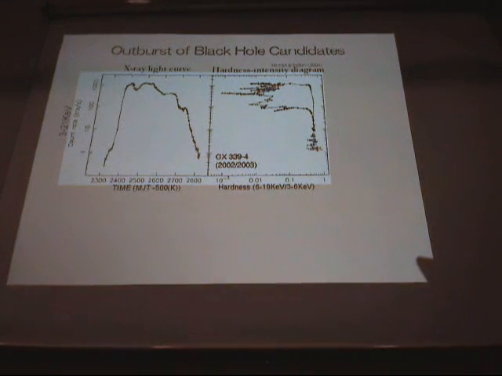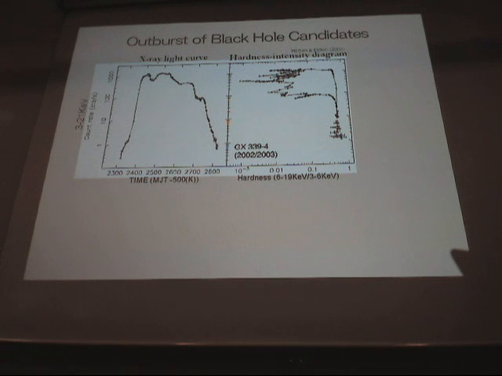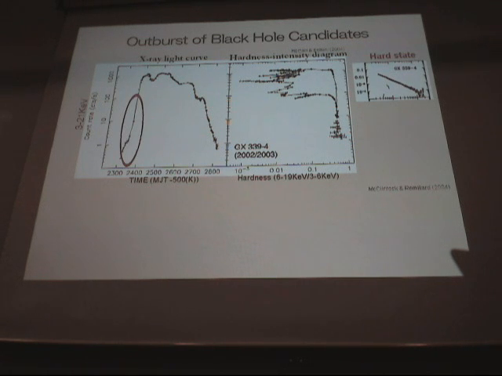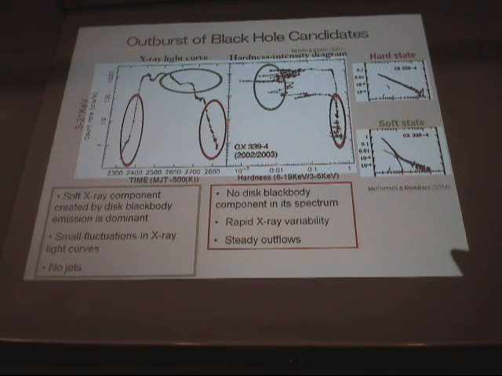I know you all well know about the outburst, but I'd like to summarize my knowledge about outburst of black hole candidate. This is the X-ray light curve of GX339-4. We find the hard state around here, and we find the soft state here. And the characteristic of hard state, I skipped about this.